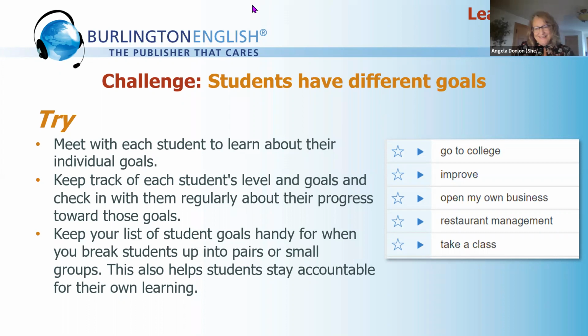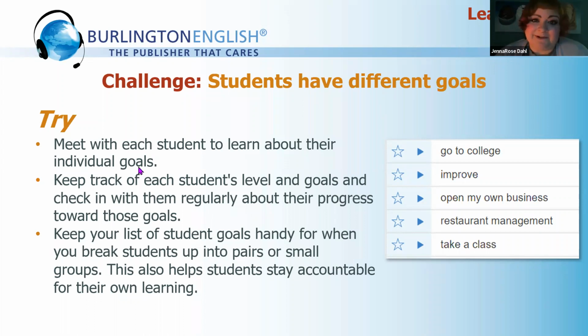And Alicia has a great idea in the chat. When asking students about their goals, at first they tend to say everything. I found it helpful to offer ideas, and exactly right. This is just a screenshot from one of the Burlington vocabulary lessons, but you can give them a sample list of ideas, whether it's to go to college or get a job, or help my children with their homework. Giving them a list of ideas to start from is really good.